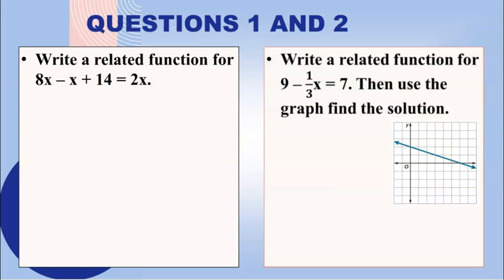Question 1. Write a related function for 8x minus x plus 14 equals 2x. When they want you to write the related function, they're asking you to write it in slope-intercept form, but write it as f of x instead of y. But if you want to write it as y equals mx plus b, that is okay as well.